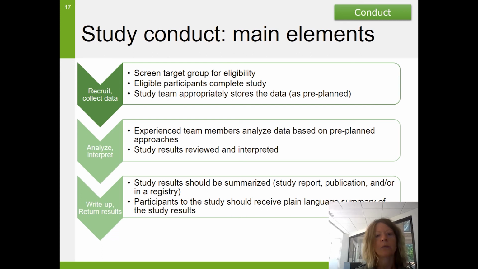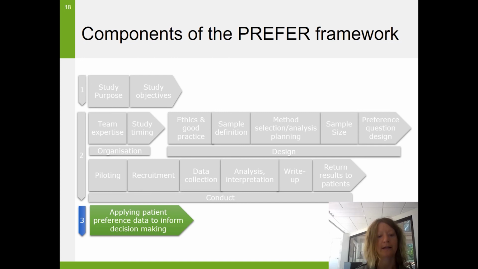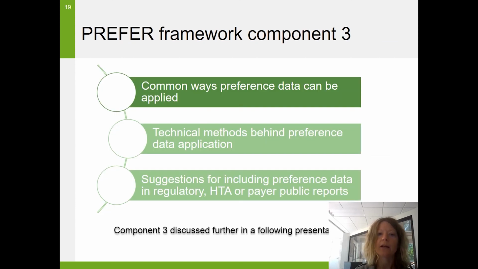Finally, it is important for transparency to write up your study results, not just for your decision maker, but also for the participants who have provided the data for you. So then finally, briefly touching on component 3 with respect to how, so now you have your data, how are you going to use that data to inform your decision making? So Bennett will go into this in detail, but briefly, component 3 is made up of 3 elements.